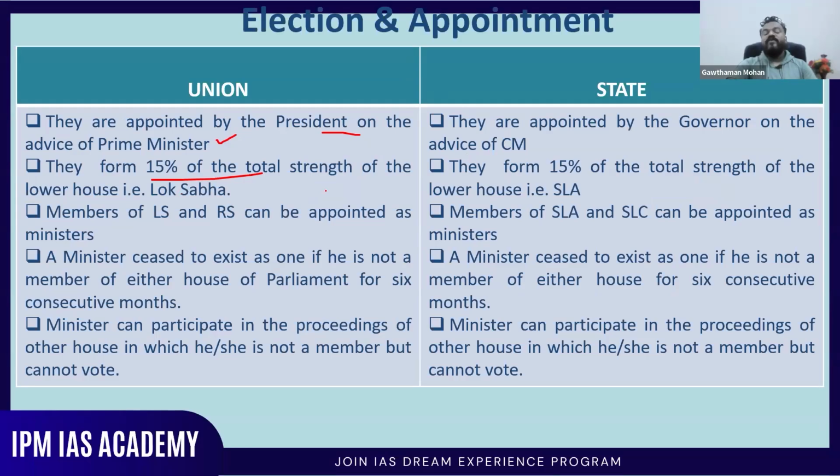And they form 15% of the total strength of the Lok Sabha, and here 15% of the total strength of the state legislative assembly. Then the members of the Lok Sabha and Rajya Sabha can be appointed as ministers, and members of the state legislative assembly and state legislative council can be appointed as ministers. A minister ceases to be one if he is not a member of either house of the Parliament for 6 consecutive months, and the same applies to the state also. A minister can participate in the proceedings of the other house in which he or she is not a member but cannot vote. The same applies to the state also. The functions are almost the same. The election, appointment, everything is almost the same only.